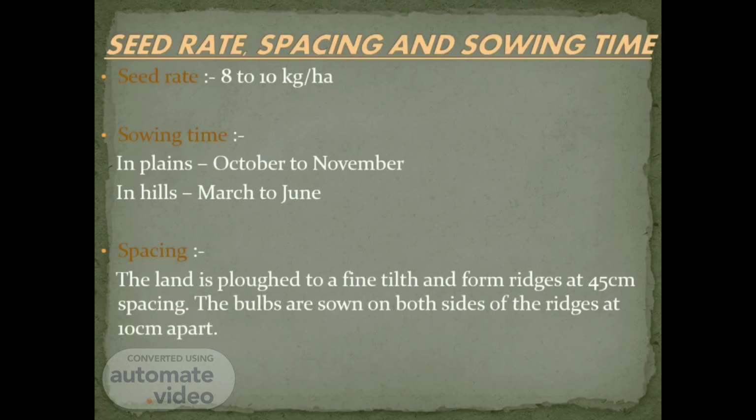Seed rate, spacing and sowing time. Seed rate of onion is 8 to 10 kg per hectare. Sowing time is, in plains it is October to November, in hills it is March to June. Spacing. The land is plowed to a fine tilth and form ridges at 45 cm spacing. The bulbs are sown on both sides of the ridges at 10 cm apart.